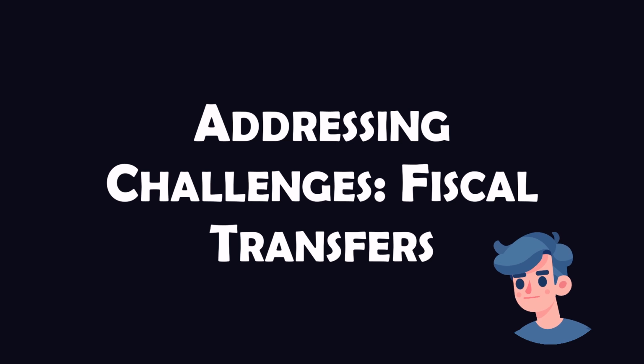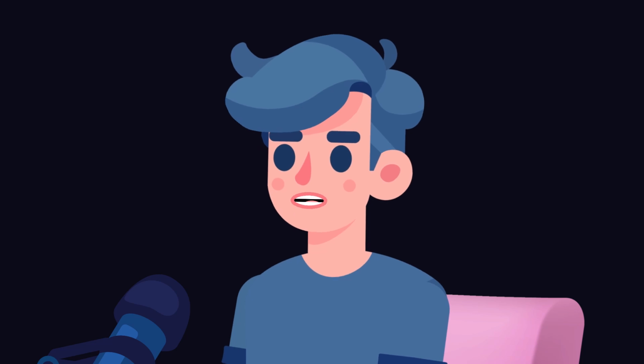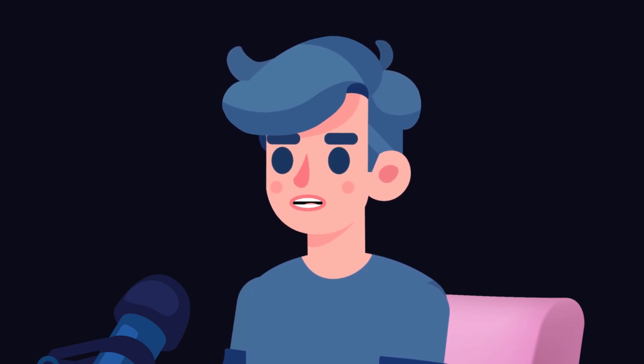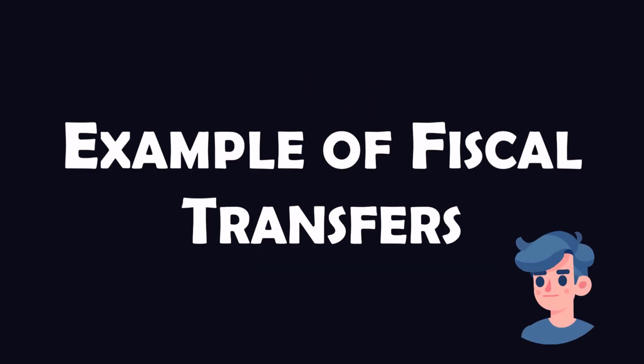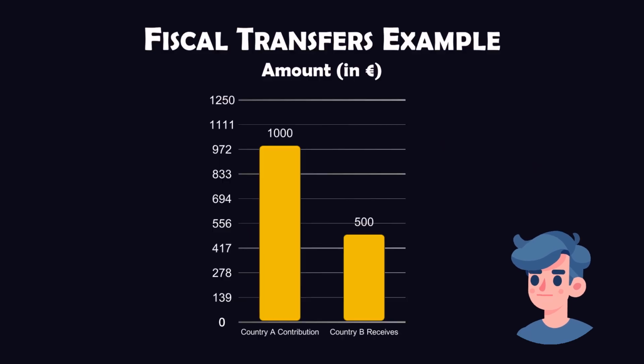A good question at this point would be, how do currency unions address these challenges? One approach is through fiscal transfers or the redistribution of resources from wealthier to poorer regions within the union. For example, the European Union has several structural funds aimed at reducing economic disparities by funding various development projects in less developed member states.